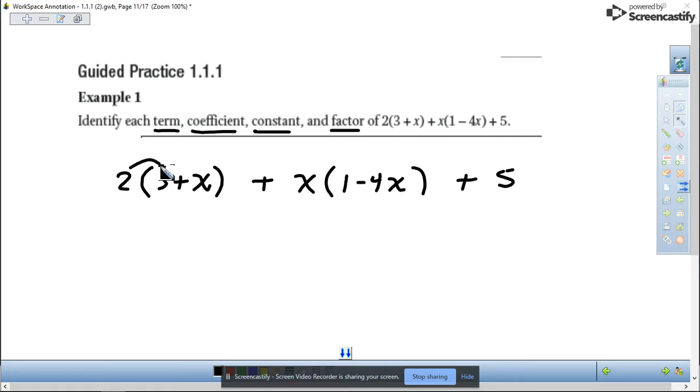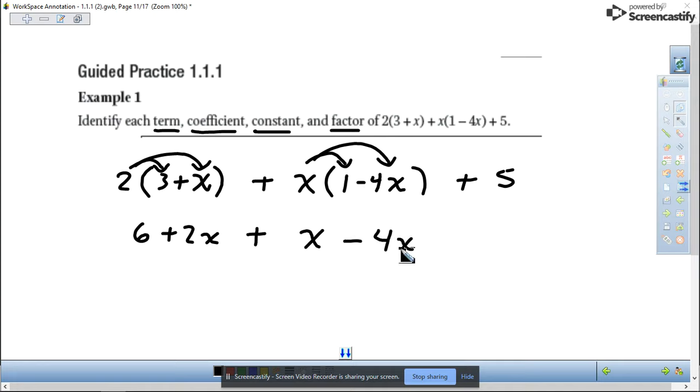So, distributing the 2 means we multiply it by both parts. So we end up with 6 plus 2x. Now we're going to do the same thing with the second piece. We're going to distribute this. Please remember, x times 1, pretty easy. Please remember when you're distributing the x times the 4x that you need to bring down that minus with it. Or you can treat it like a negative 4x, either way. So x times 4x is going to be 4x squared. Minus comes down, so we have minus 4x squared. Okay? Plus our 5.